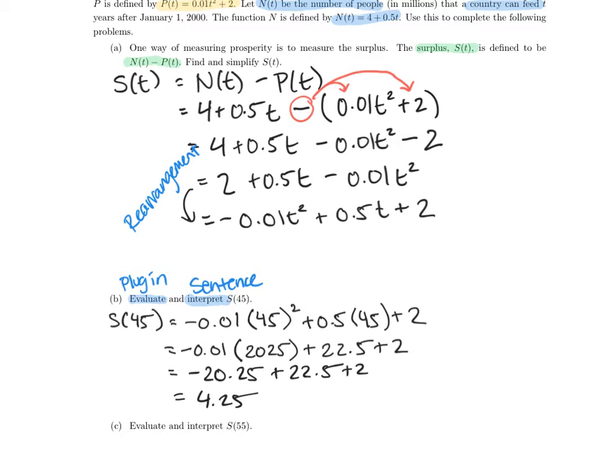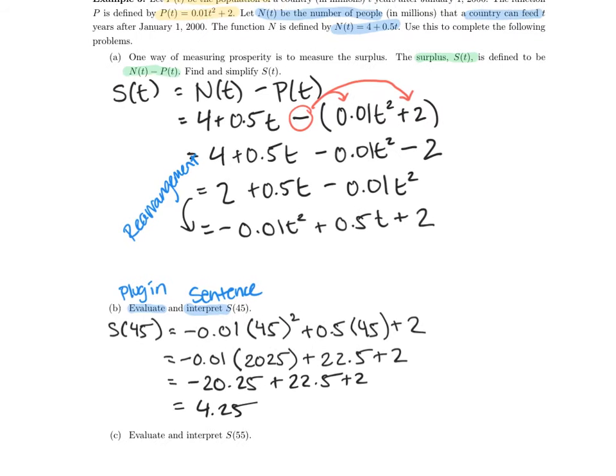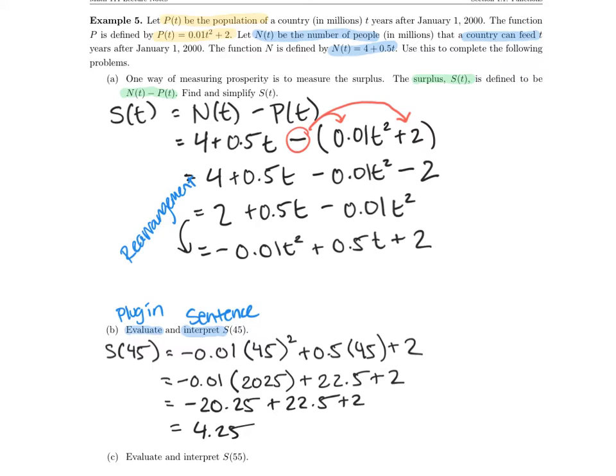We can feed this many people extra, but we're not feeding 4.25 people extra because we're not going to have part of a person. If you go back to the problem, you'll notice it is in millions, so it's 4.25 million people. So using those units is going to be very important when we write our sentence.